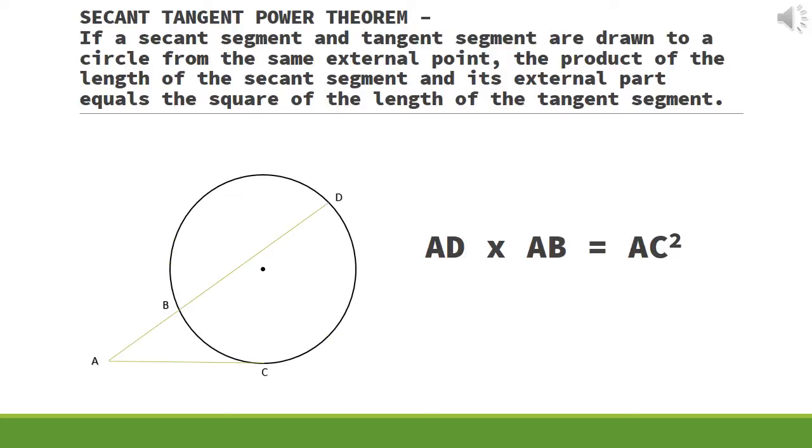Lastly, consider a circle with secant AD and tangent AC as shown in the figure. By the secant tangent power theorem, if a secant segment and tangent segment are drawn to a circle from the same external point, the product of the length of the secant segment and its external part equals the square of the length of the tangent segment. Thus, the measure of line segment AD multiplied by the measure of line segment AB is equal to the square of the measure of line segment AC.